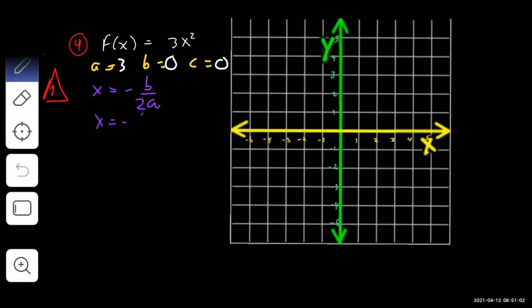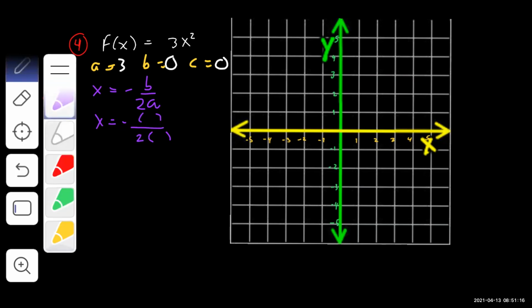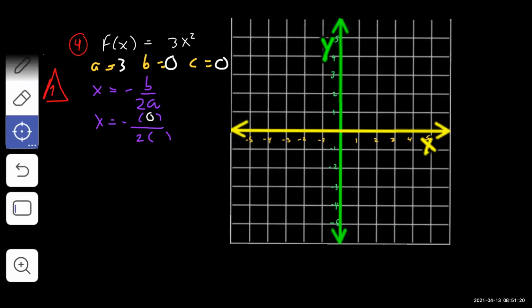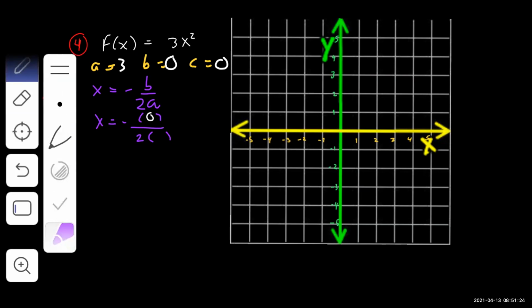Can someone tell me, we're going to use parentheses for each of the variables and we are going to substitute. What is the value that I should plug in this place, guys? What is B equal to, guys? 0, right? Okay, let's plug 0 in. And what is A? 3. Okay, let's plug 3.